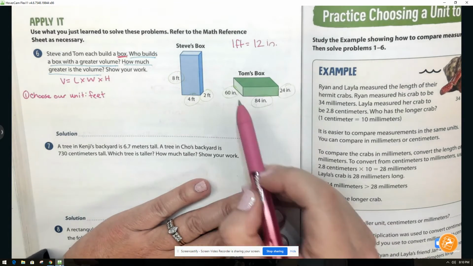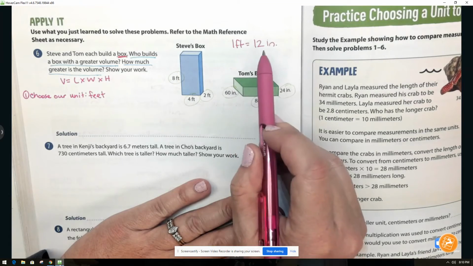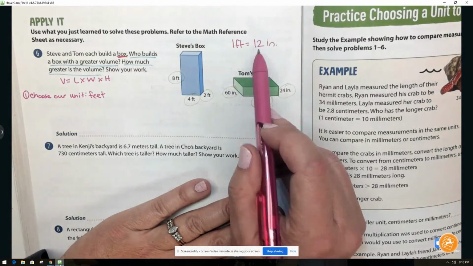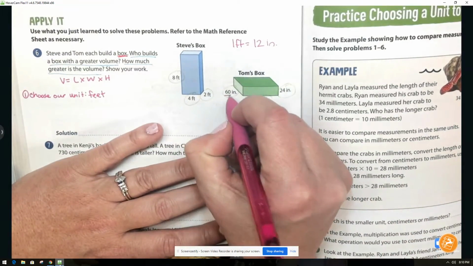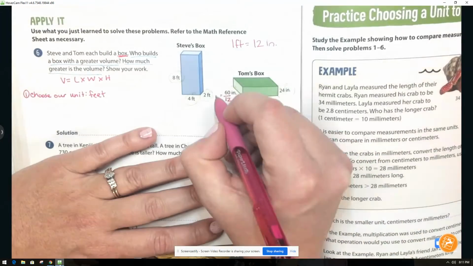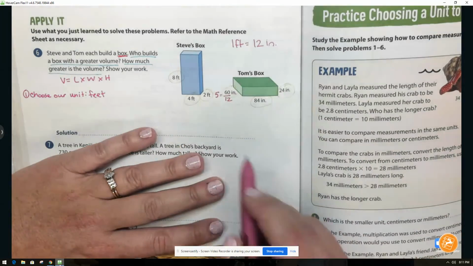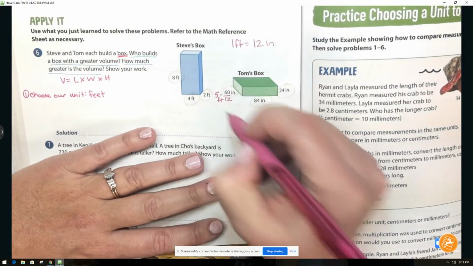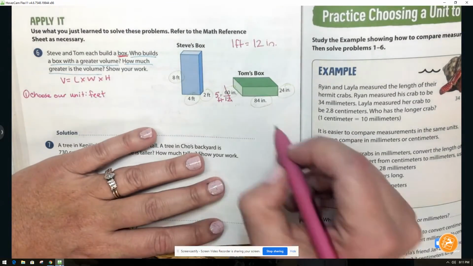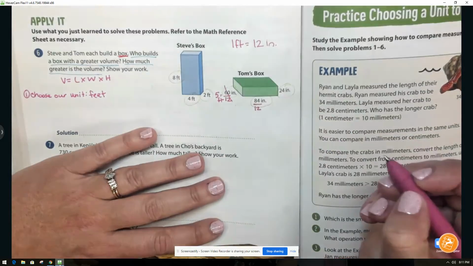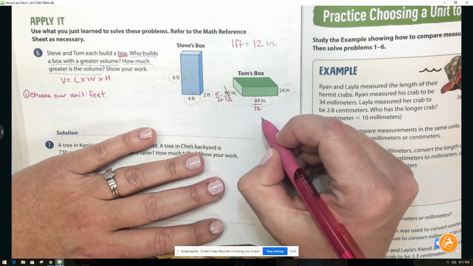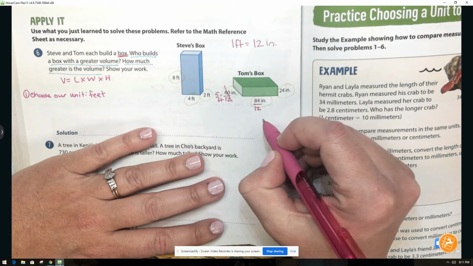So, what is 60 inches? How many groups of 12 are there in 60 inches? 60 divided by 12 is what number? We're going to take 60 and divide it by 12, and that equals 5. So this is 5 feet. Now we've got 5 feet. We're going to put a line through that so we don't mess with it. What is 84 divided by 12? That's right. 84 divided by 12 is 7.